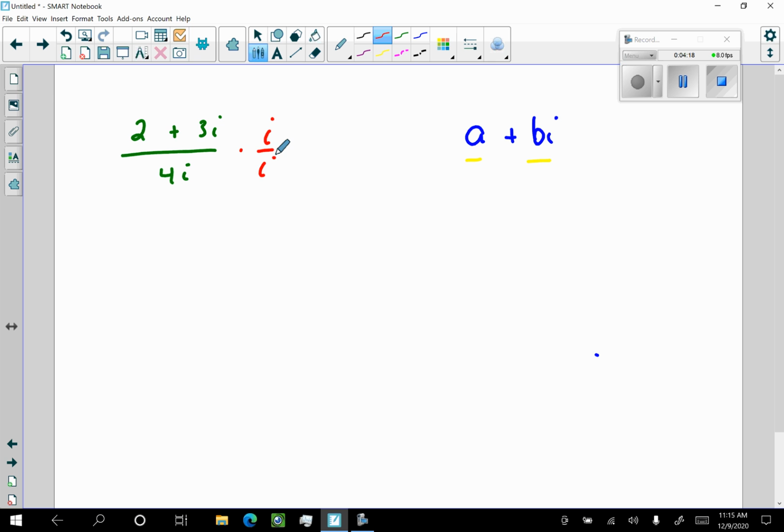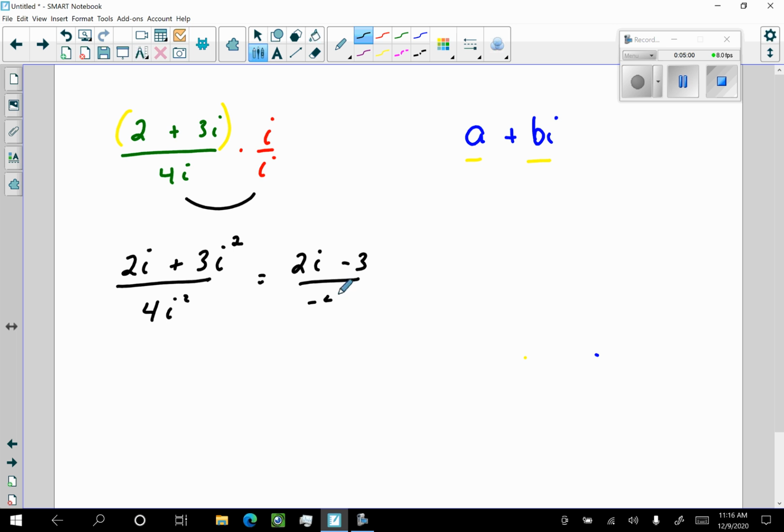Okay, now I'm going to use the distributive property, and I'm going to take i and multiply it by that binomial there. And i times 2 is 2i. i times 3i is going to be positive 3i squared. And then I'm simply going to multiply this i times 4i here. And what's that going to be? 4i squared. Now, wherever I see an i squared, I'm going to put a -1. Not finished with that yet. So now I have 2i minus 3 over -4.